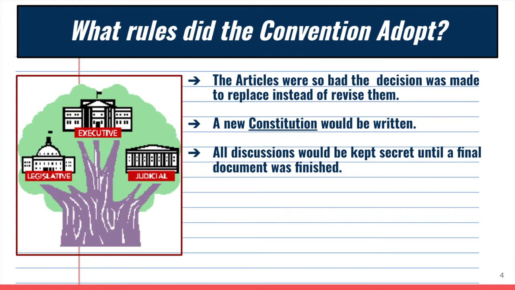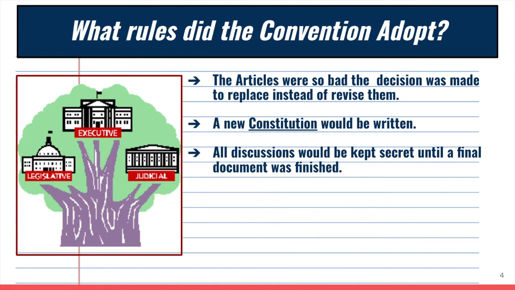If the people on the outside knew some of the things they were talking about, you might have had protests in the streets, you might have had social upheaval, you might have had people really trying to influence and scare the delegates away from making the decisions they thought were best for the country as a whole. So they basically said, until we're done, we aren't going to share anything. There's a cone of silence. There's a rule of secrecy.